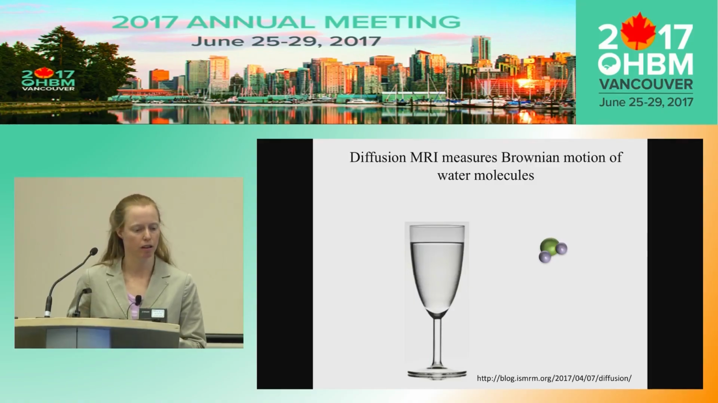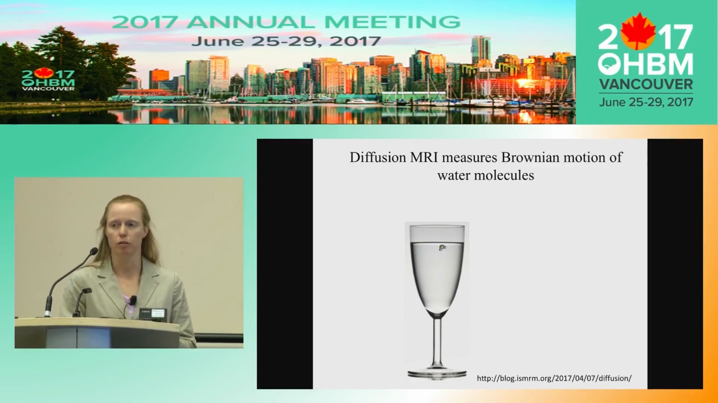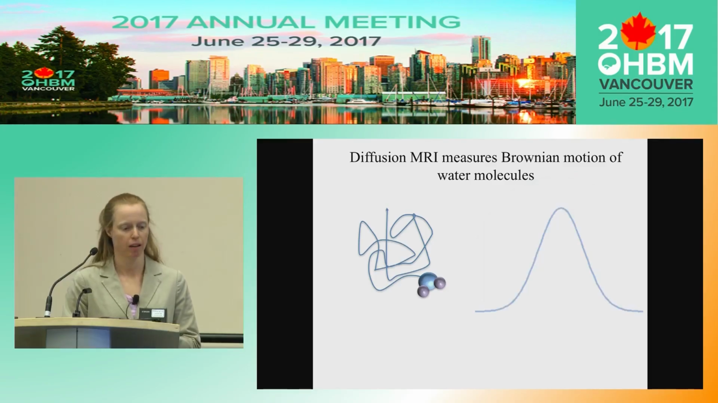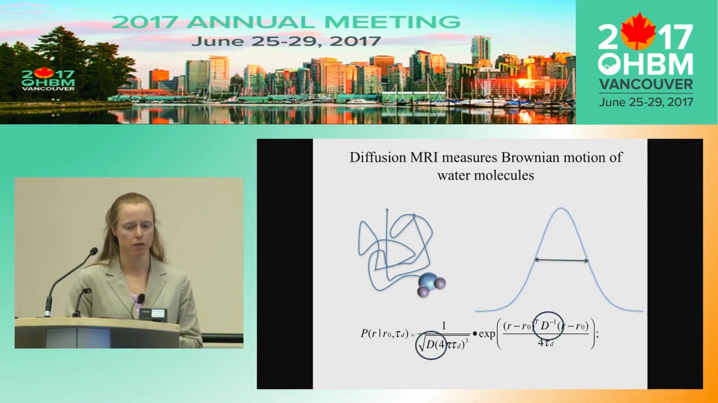If you put a water molecule into a glass of water, it will move around due to thermal energy, and it will trace a random path. And the probability density function that governs its motion will be, at least away from the walls of the glass, an isotropic Gaussian distribution. So here it is in profile, and here it is in equation form. The variance of this distribution is governed by a scalar parameter called the diffusion coefficient.